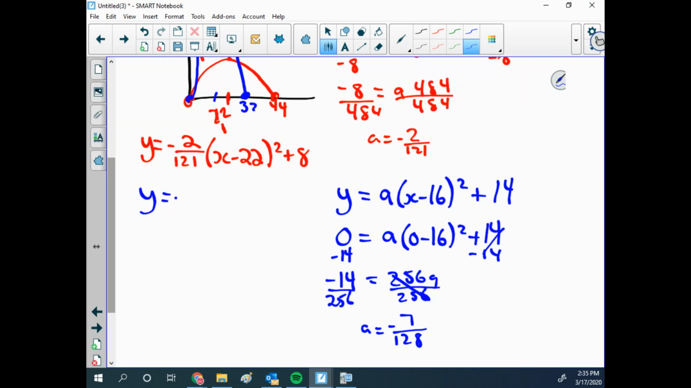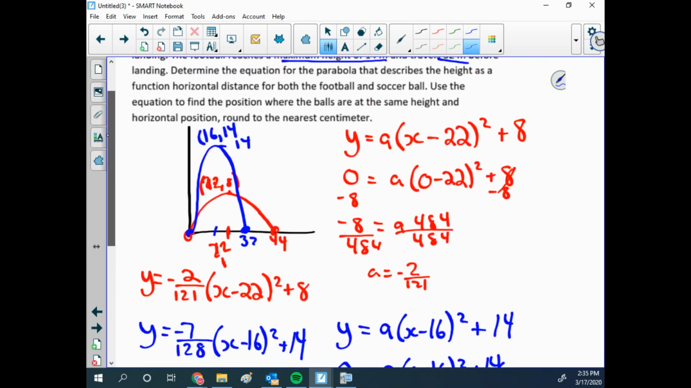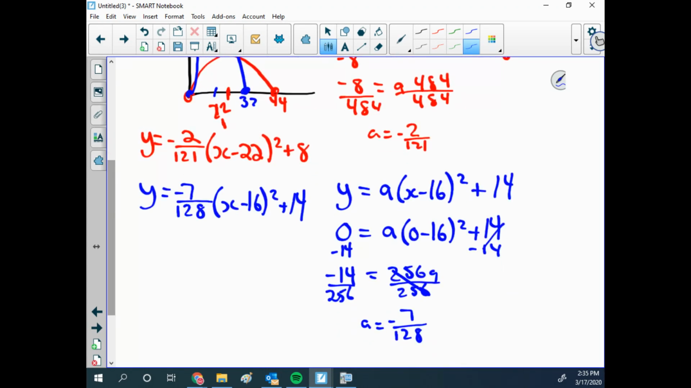Y is equal to negative 7 over 128 times (x minus 16) squared plus 14. So some pretty ugly equations, really, but we should have all the prerequisite skills to create those equations. Now, what they're asking me is, where are they at the same place? Where did they cross in their trajectories? And so let's go take a look.